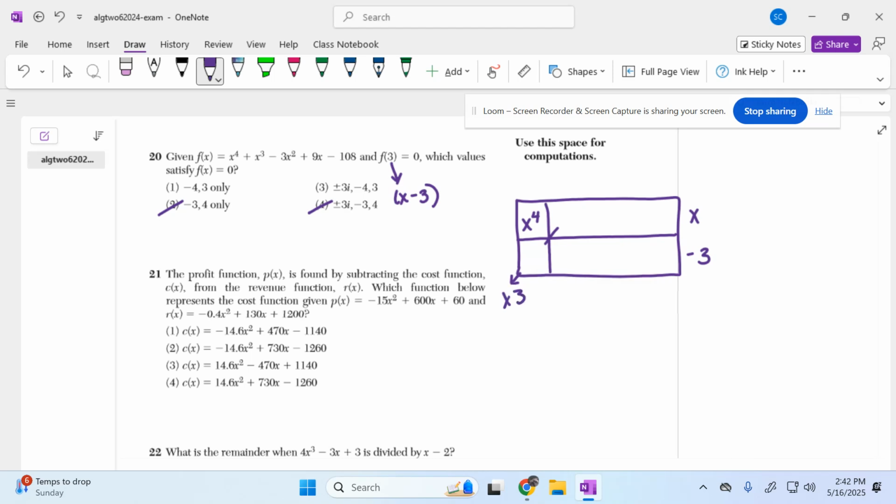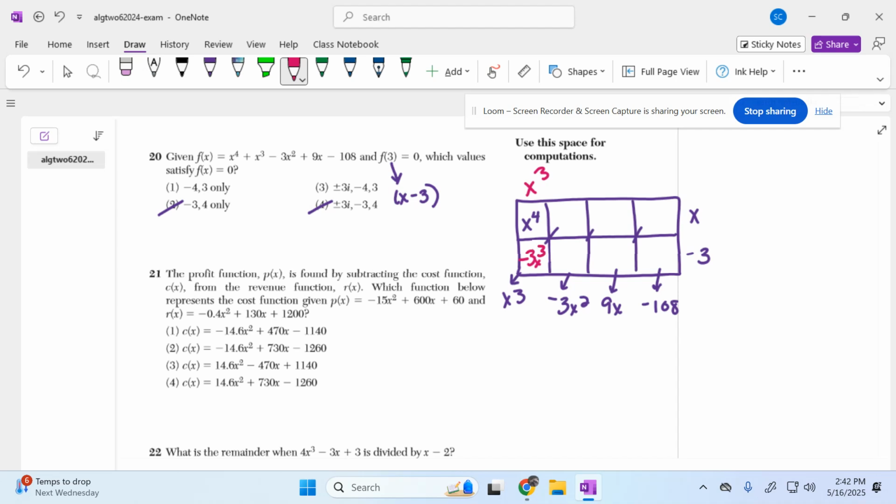x to the 3rd, negative 3x squared, and 9x. And since it's a factor, this last box should be negative 108. If not, we made a boo-boo someplace. So in the division, we're asking ourselves lots of questions. Remember, when you're dividing polynomials, you're just constantly talking to yourself. So we're saying, what could I multiply x by to make x to the 4th? That would be x to the 3rd, which then I would multiply and I'd get negative 3x to the 3rd.